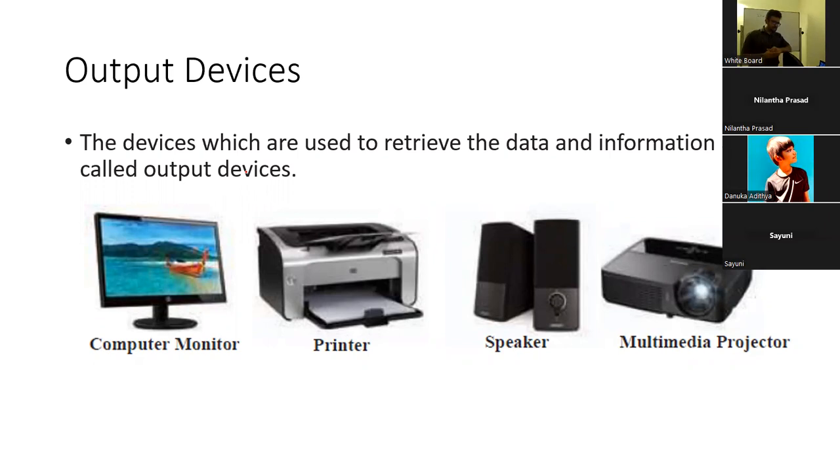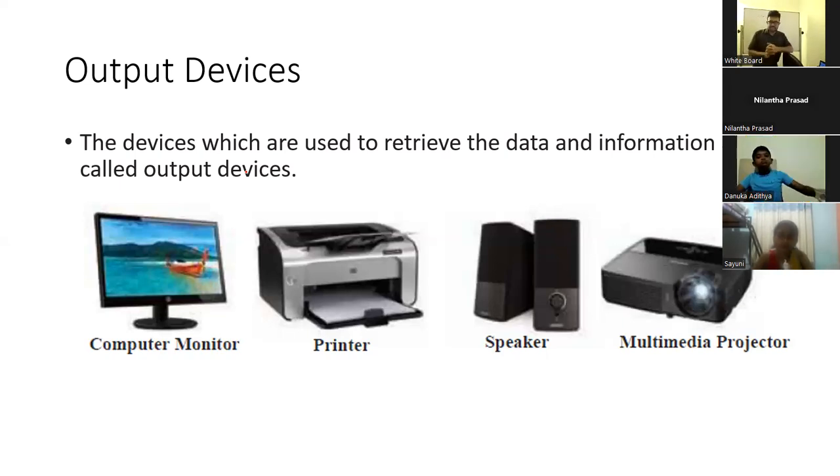Output devices are things that are actually used to take things out and show to the outside world from the computer. So you can see there are 4 output devices available. One is the computer monitor. Then the next one is the printer. The printer is going to generate hard copies or printed sheets.